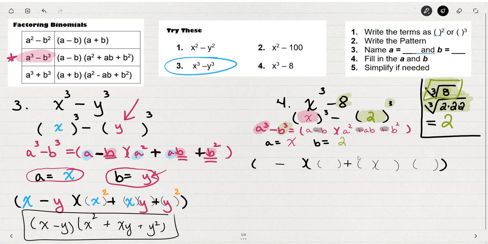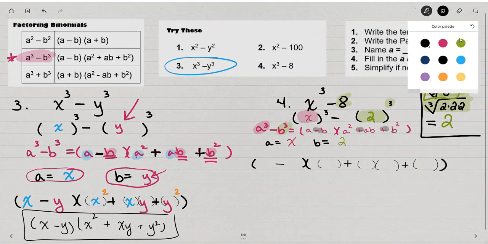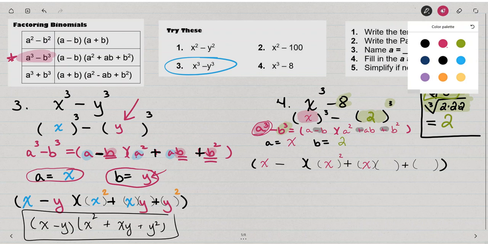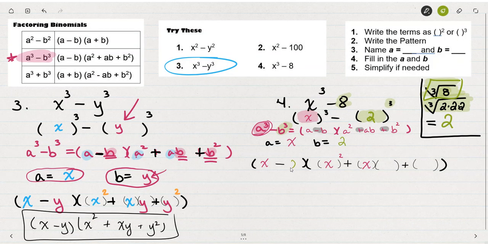Opposite sign is plus, and then always positive. So I could go through and put the subtraction and addition symbols in. And then I'm going to go in and replace all of the a's with x's. So we have x, x squared, x, and then replace all the b's with 2.